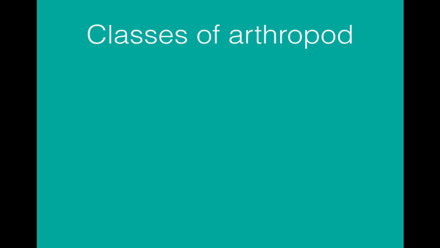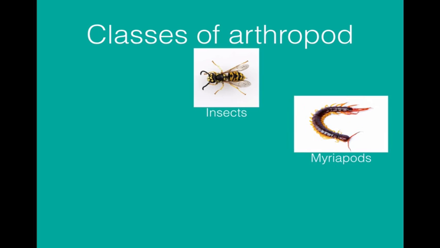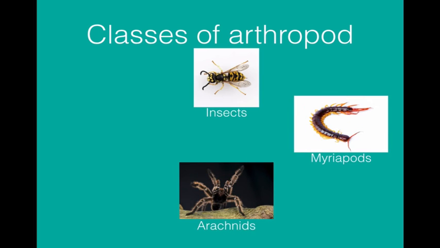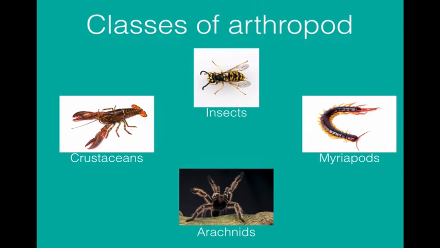There are four classes of arthropod. We have the insects, including flies, butterflies, beetles, ants, etc. We have myriapods, centipedes and millipedes. We have arachnids, spiders, mites, scorpions, etc. And crustaceans, which include shrimp as well as woodlice and crabs, etc. You need to know some details about the different classes of arthropod, and we'll look at insects first.